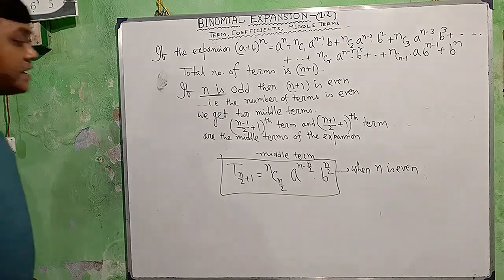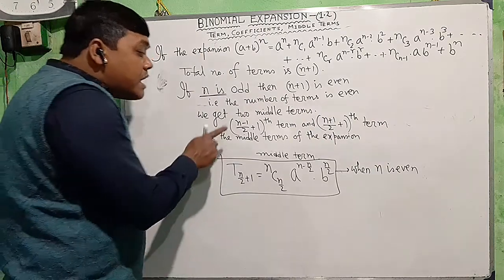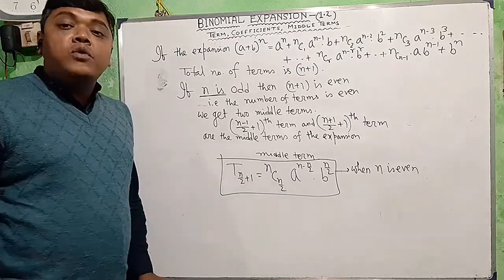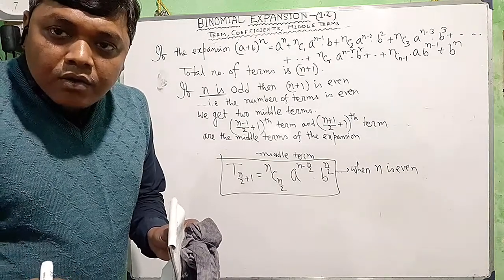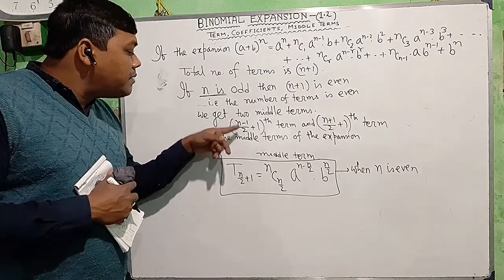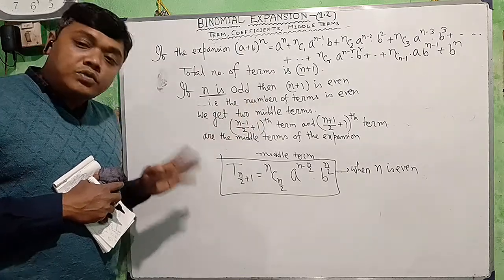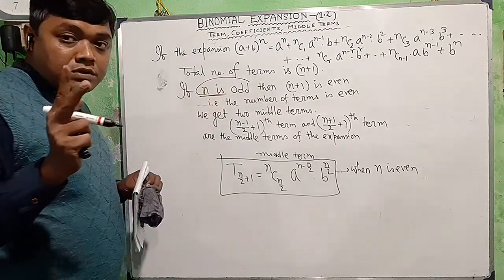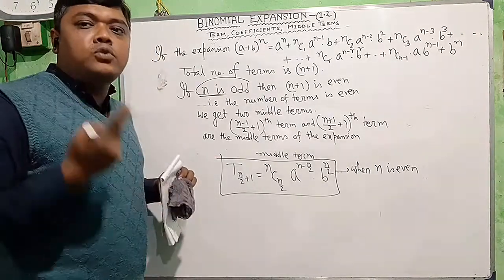So you can calculate T(n-1)/2 + 1, and also T(n+1)/2 + 1, because here r equals (n-1)/2 and here r equals (n+1)/2, and we have already learned how to calculate T(r+1). So T(n-1)/2 + 1 we can calculate, and T(n+1)/2 + 1 also we can calculate. So when n is odd, we will get two middle terms. Don't be confused. If the index is odd, we will get two middle terms.